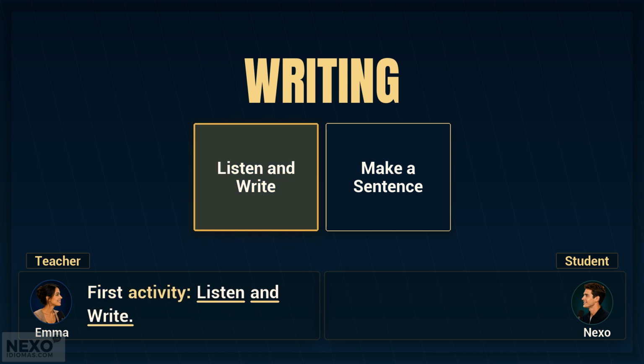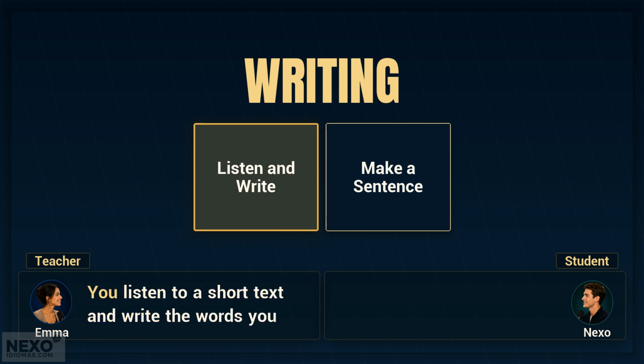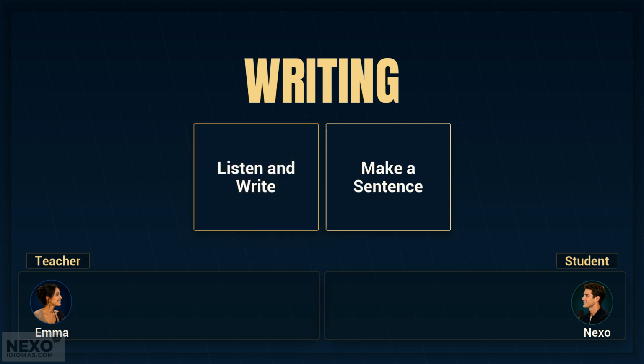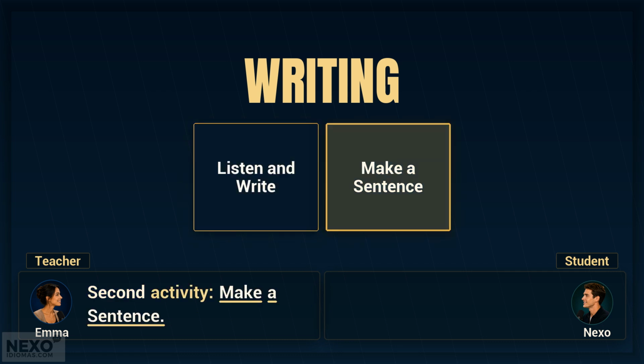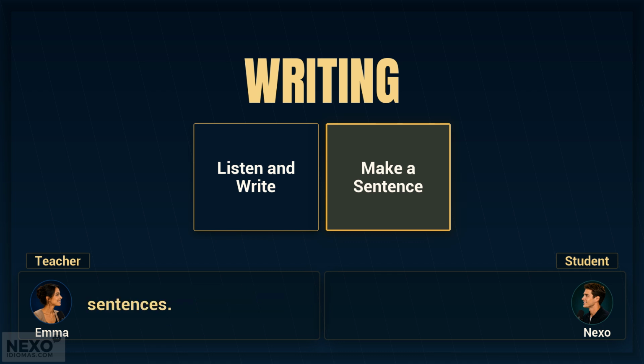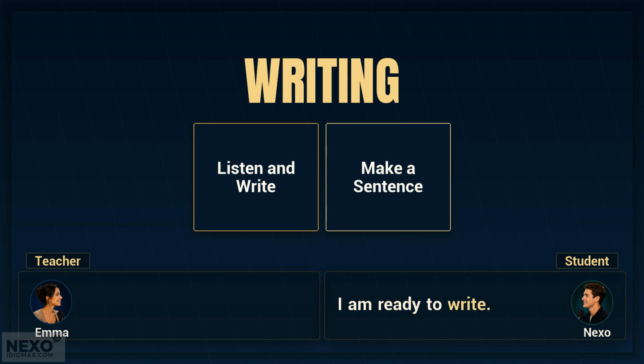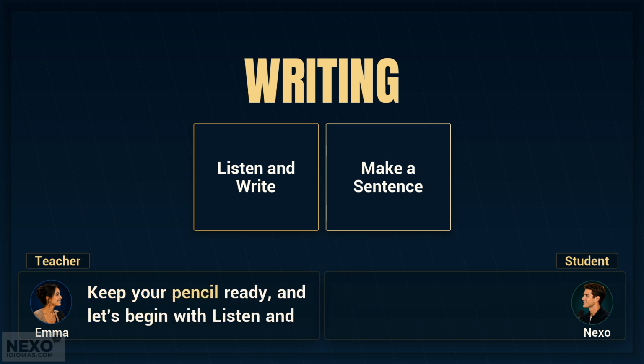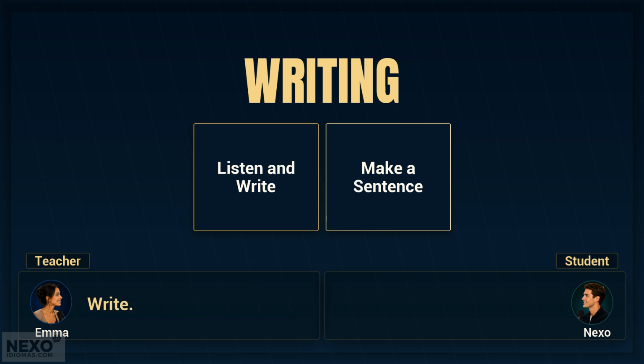First activity. Listen and write. You listen to a short text and write the words you hear. Second activity. Make a sentence. You use given words to create your own simple sentences. I am ready to write. Keep your pencil ready. And let's begin with listen and write.